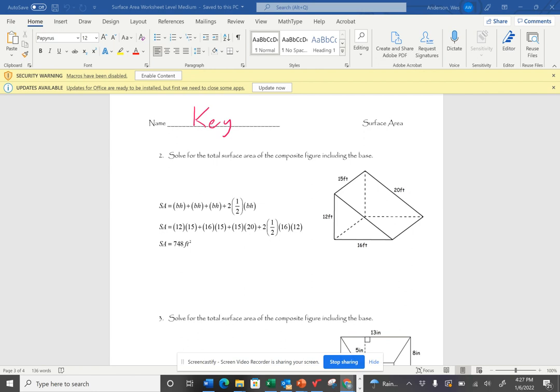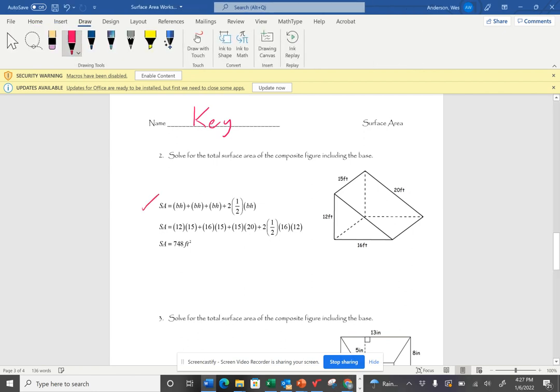So notice here, for my base formula, we have three rectangles, base times height, base times height, base times height, and then we have two triangles, 1/2 base times height. Okay, you'll see there's our base formula here. Underneath here, all I've done is I've plugged in one thing at a time. So we have our first rectangle, which is this 12 by 15 in the back.